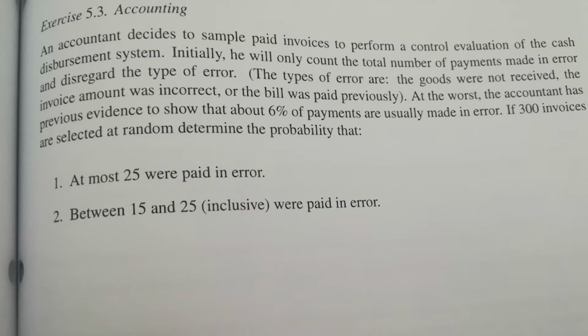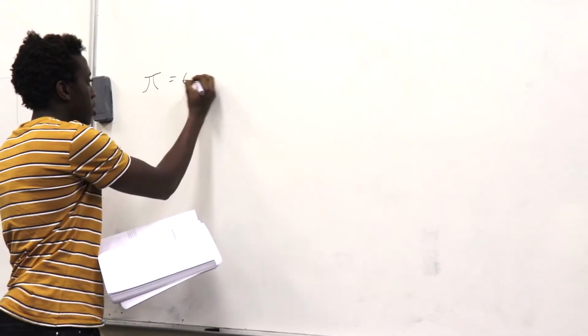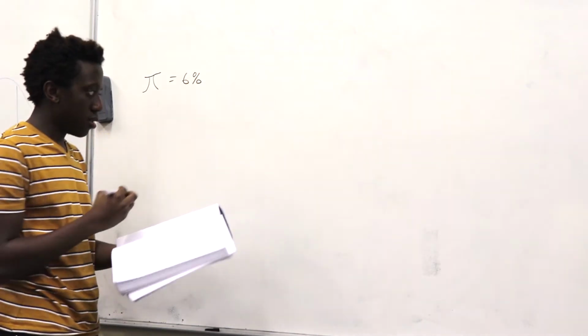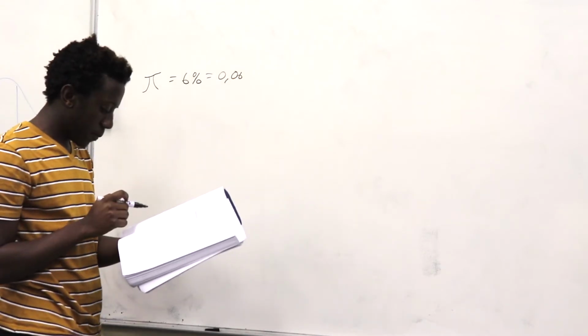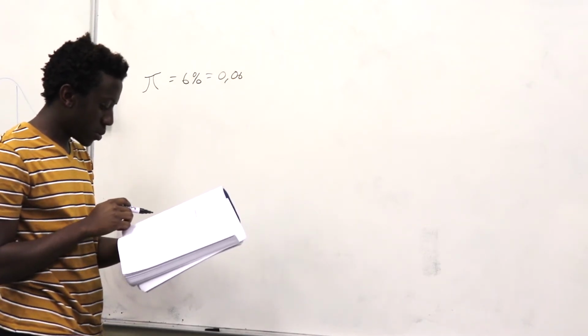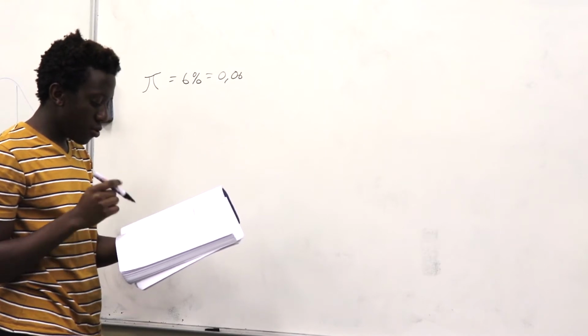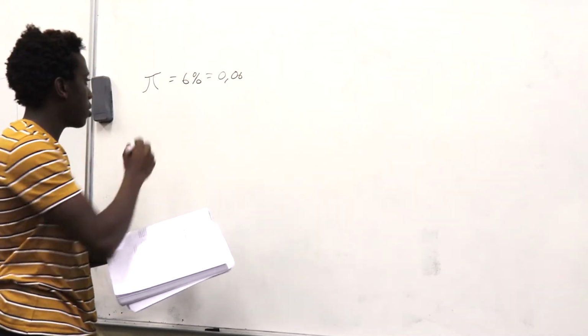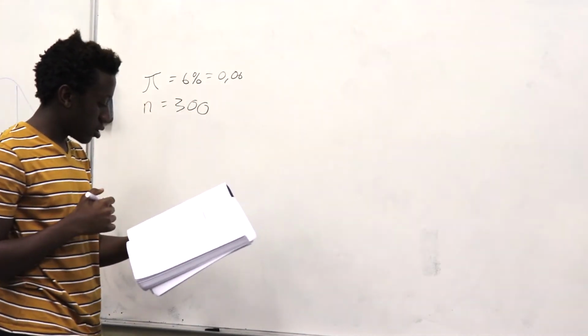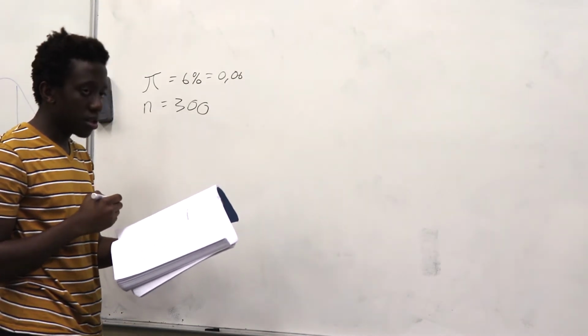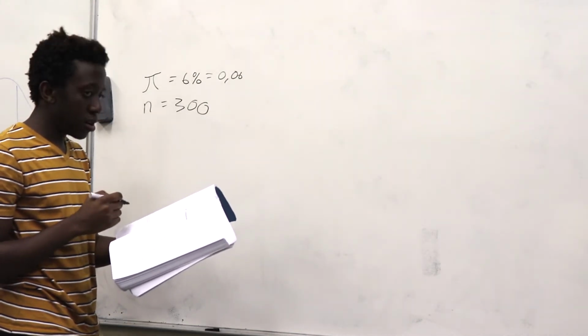So when you're dealing with 6%, then you already know that you're working with your pi value. So your pi value is going to be equal to 6%, and you can write it as 0.06. Then it says 6% of payments are usually made in error. If 300 invoices, and 300, we know that that's going to be our n, are selected at random, determine the probability that at most 25 were paid in error.